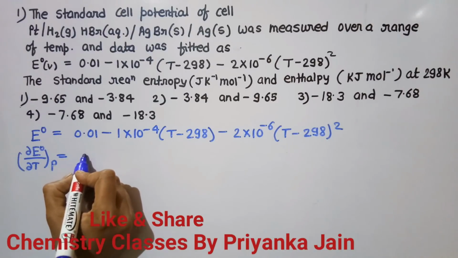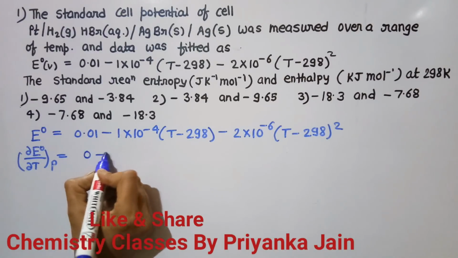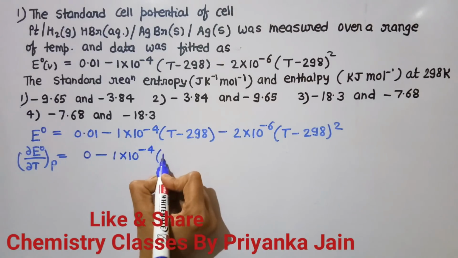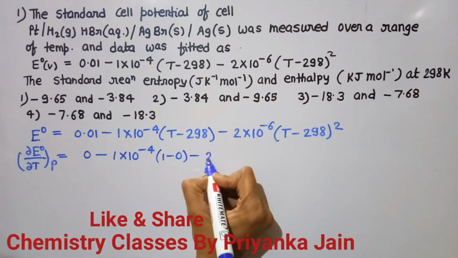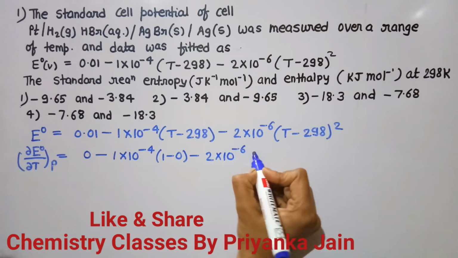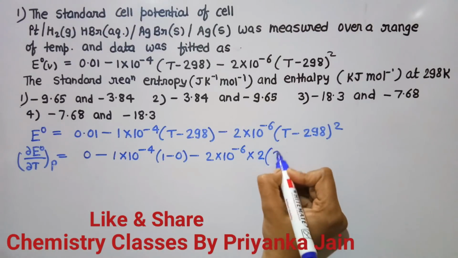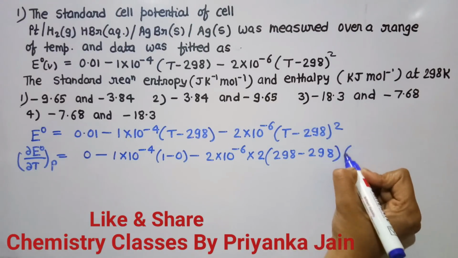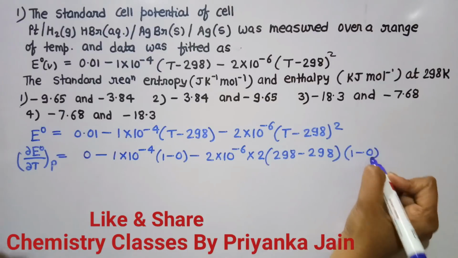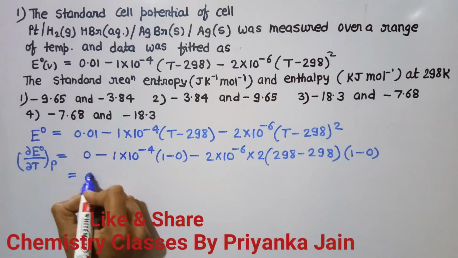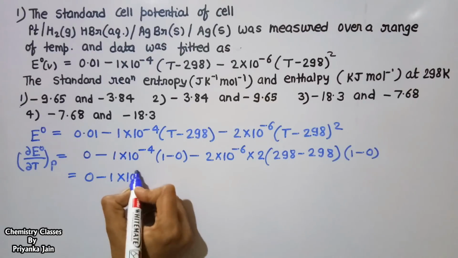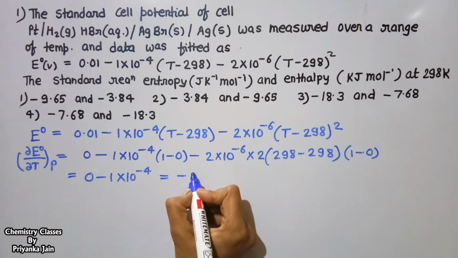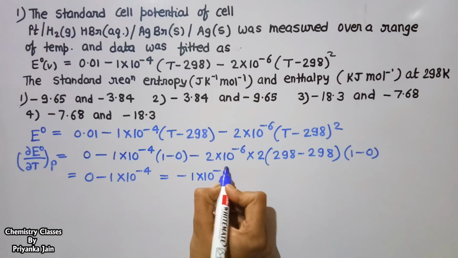This term will become equal to 0 minus, here we get 1 into 10 to power minus 4 times 1 minus 0, minus 2 into 10 to power minus 6 times 2 times (298 minus 298), times 1 minus 0. So here we will get 1 into 10 to power minus 4, and this term will become equal to 0. So the value will be minus 1 into 10 to power minus 4.